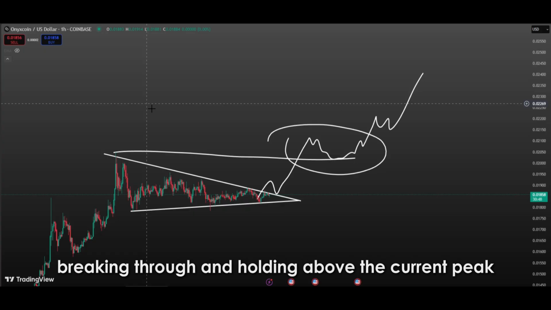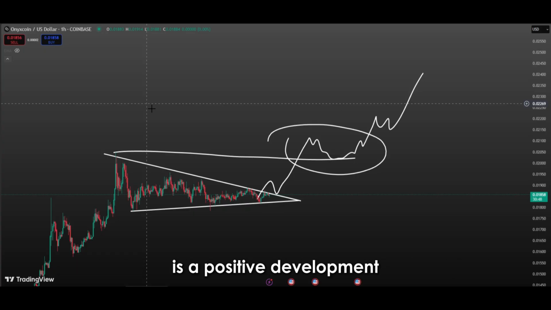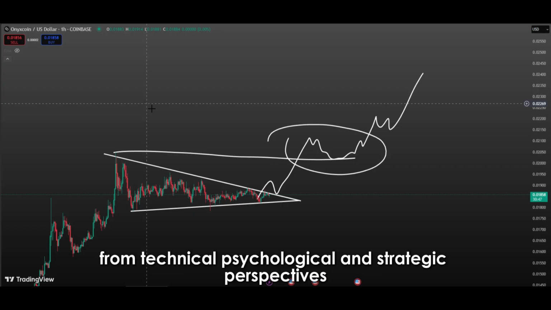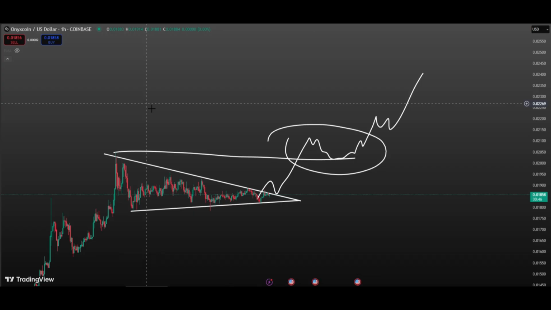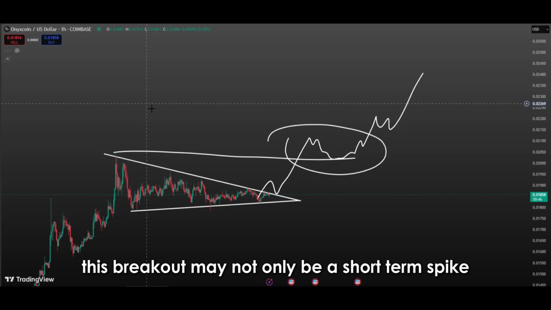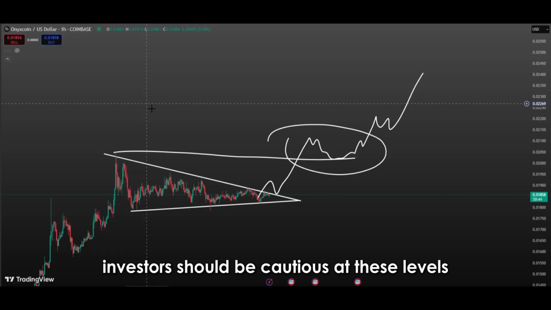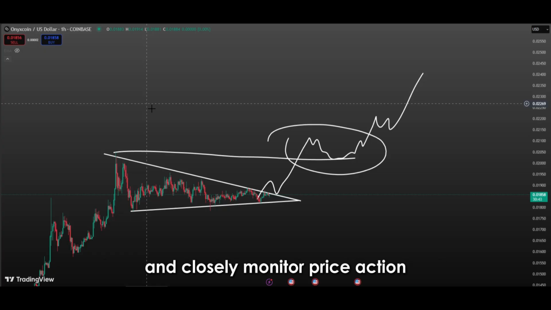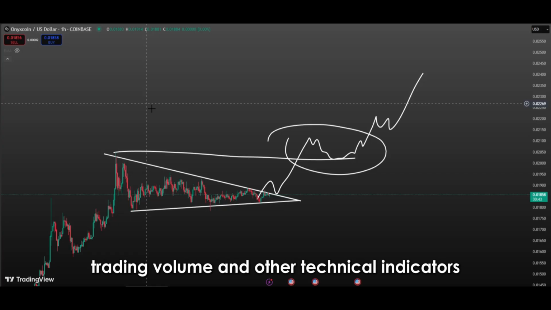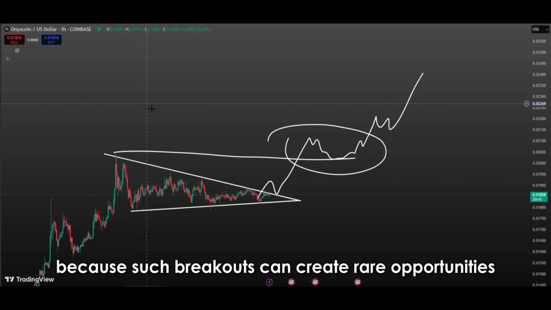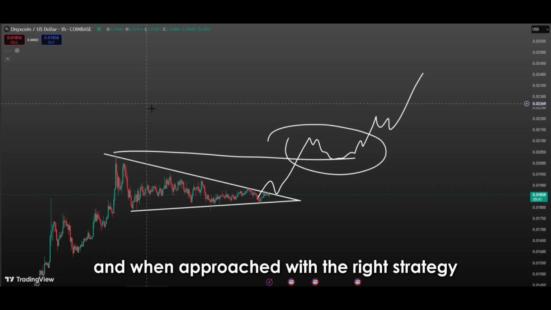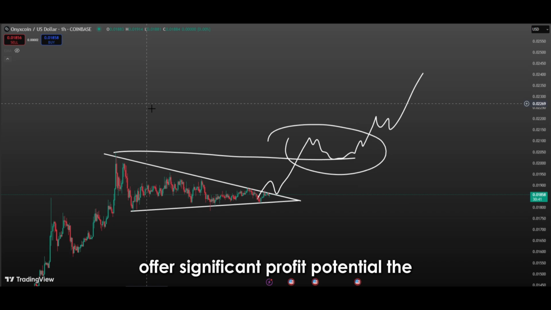In conclusion, breaking through and holding above the current peak is a positive development from technical, psychological, and strategic perspectives. This breakout may not only be a short-term spike, but also a signal of a new era in the market. Investors should be cautious at these levels and closely monitor price action, trading volume, and other technical indicators, because such breakouts can create rare opportunities and, when approached with the right strategy, offer significant profit potential.